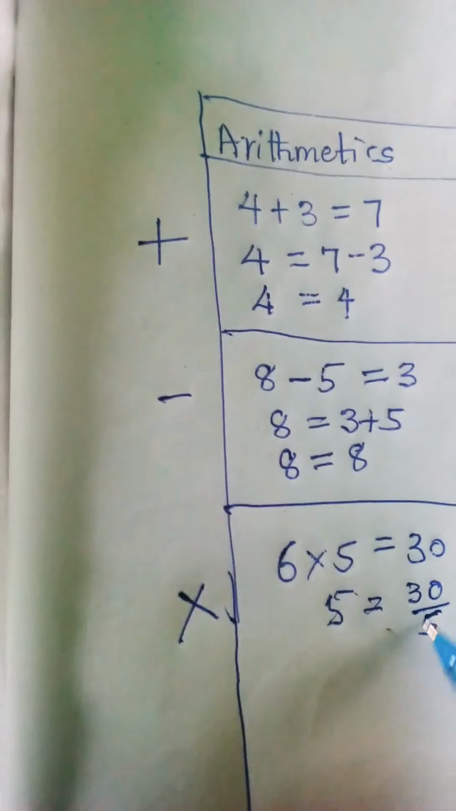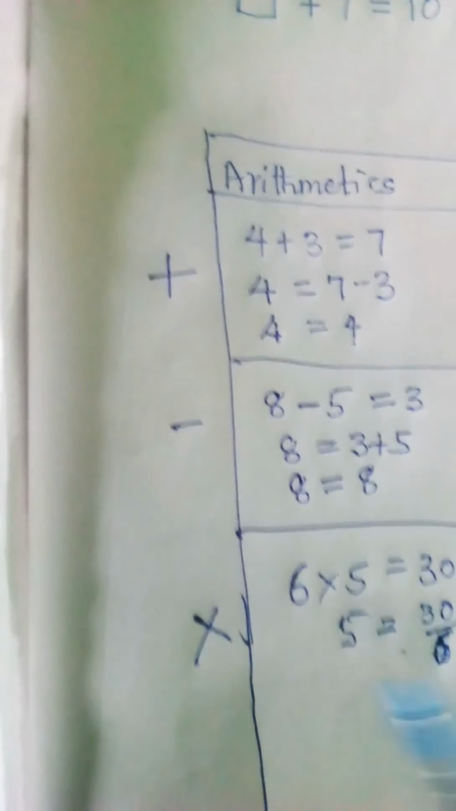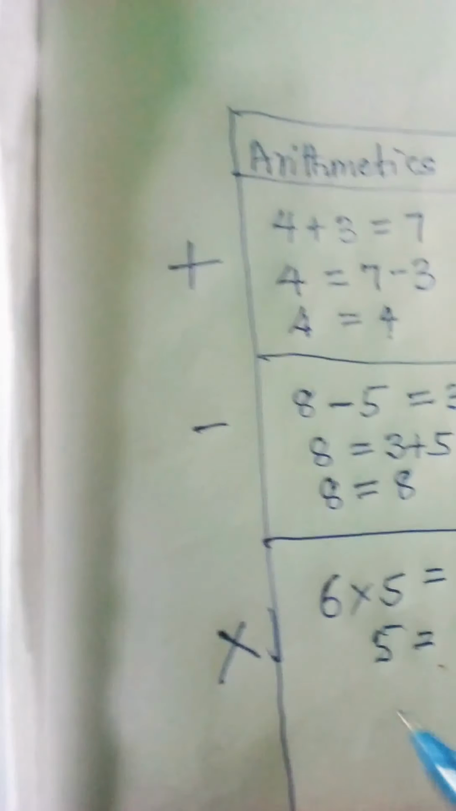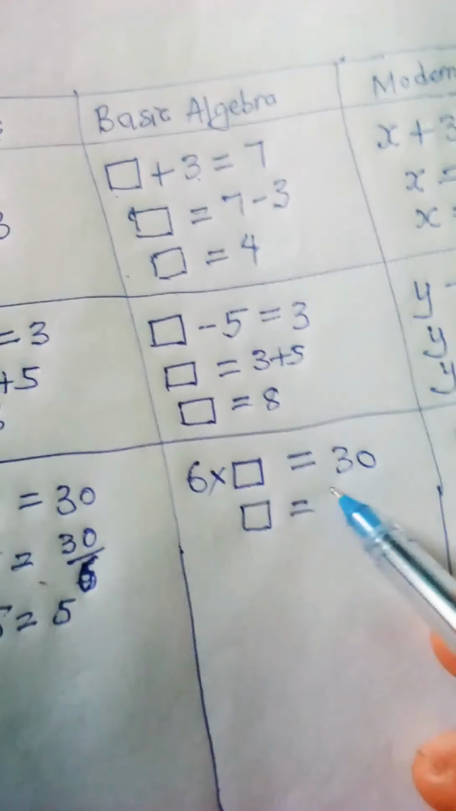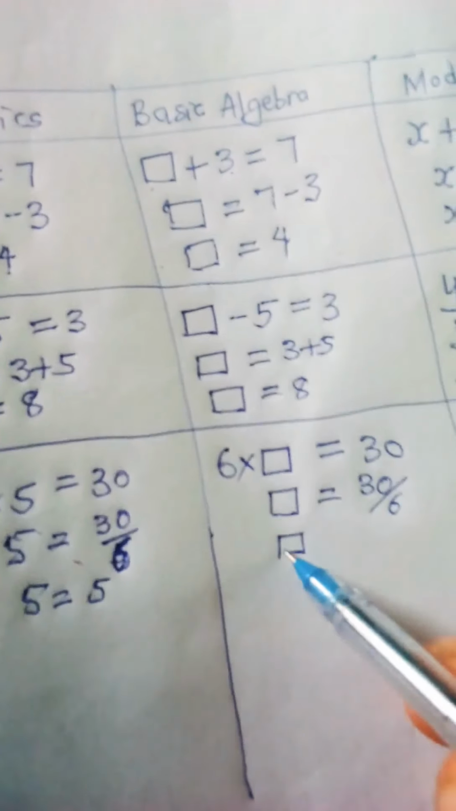With this idea, we can go and use it here and say, then the box is equal to 30 divided by 6, and therefore the box is the number 5. This is very systematic. The same applies here, that r must be equal to 30 divided by 6, so r is the number 5.